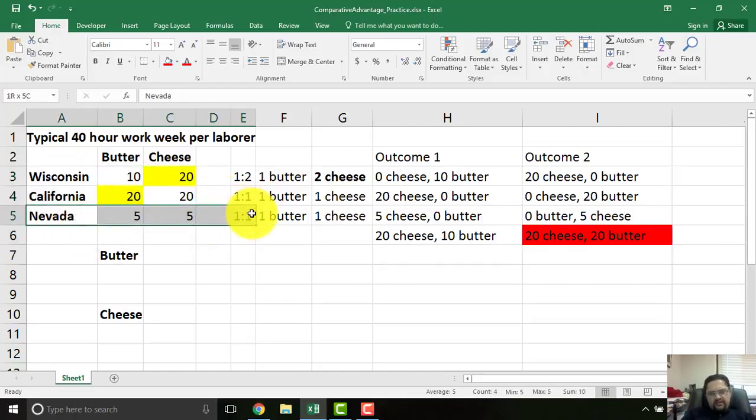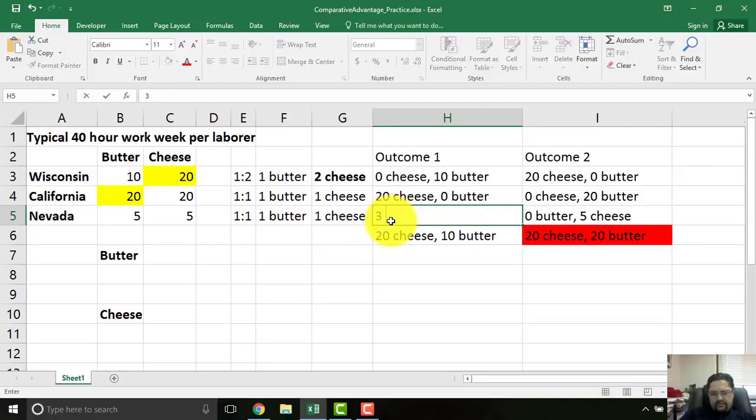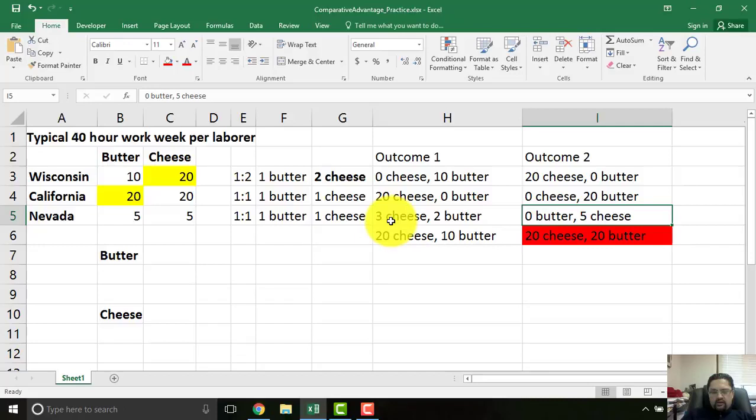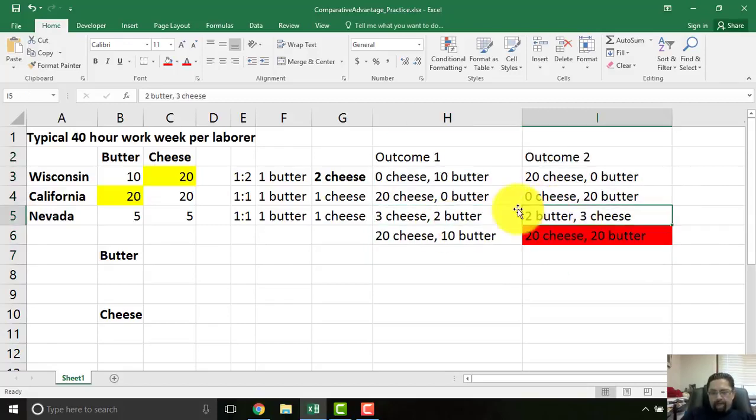But yeah, they're still relevant because they can produce a little bit of cheese or a little bit of butter. I mean, we could have them produce 3 cheese, 2 butter, right? And then over here, 2 butter, 3 cheese. And then keep in mind here, these are different situations. They're not doing both, okay? It's one or the other. They could produce a little bit of this, a little bit of that. So hopefully that was helpful to you on how to break this down.